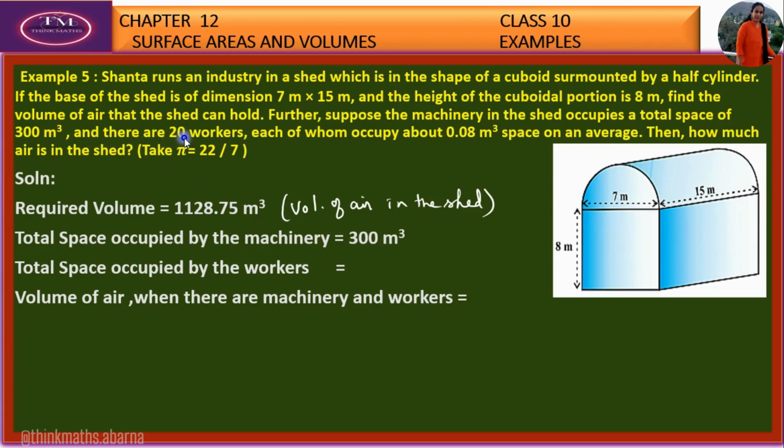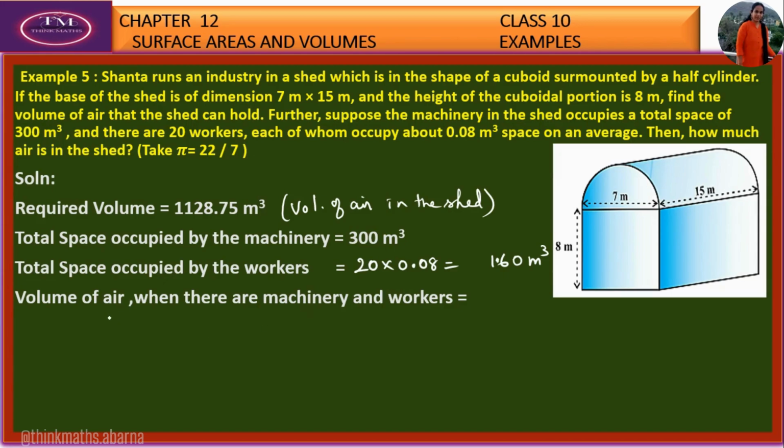And how many workers are there? There are 20 workers. Each worker will occupy 0.08 meter cube of space. So how much space is occupied by 20 workers? It is nothing but 20 into 0.08. If there is a number ending with 0, put 1 zero. Now multiply. 2 8s are 16. How many decimals are there? There are 2 decimals. So it is 1.60 meter cube. So this is the space occupied by the workers.